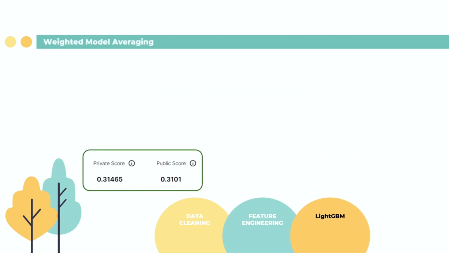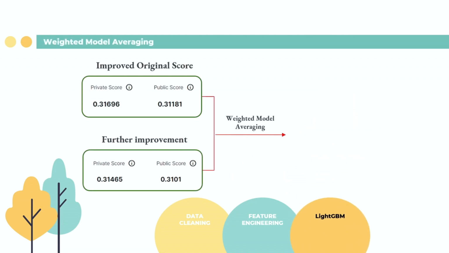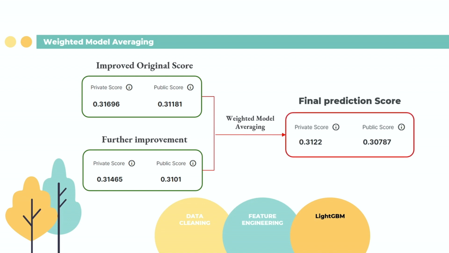However, given that we have two models at our disposal, we decided to use weighted model averaging to compile results. Weighted model averaging assigns a weight to each model, which represents its importance in the final prediction. We adjusted the weight such that it converges to a minimum public score. The final prediction nets us the position of 12 on the public leaderboard.